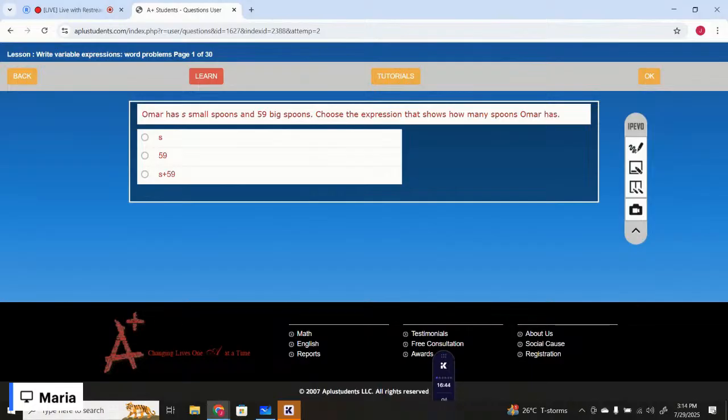Umar has S small spoons and 59 big spoons. Choose the expression that shows how many spoons Umar has. So that would be S plus 59. S small spoons and 59. Option number 3 is the correct option.